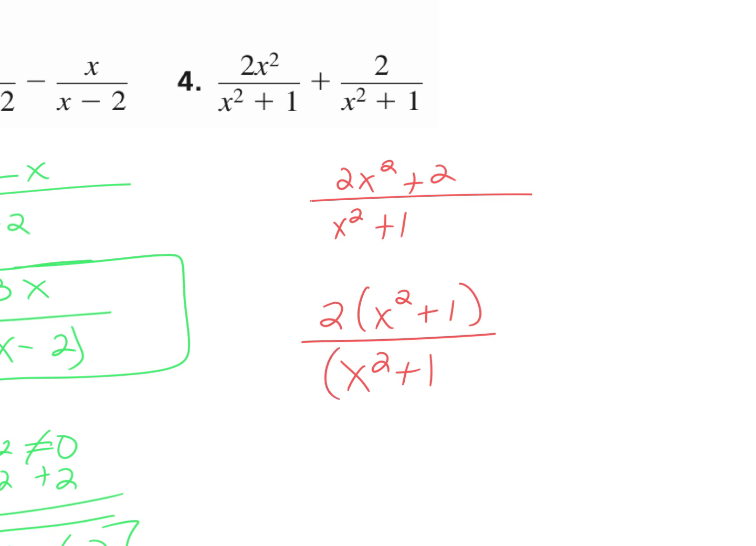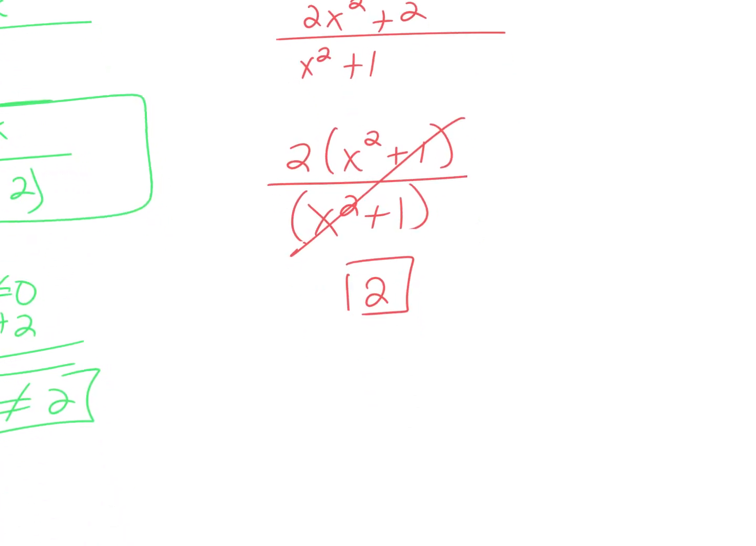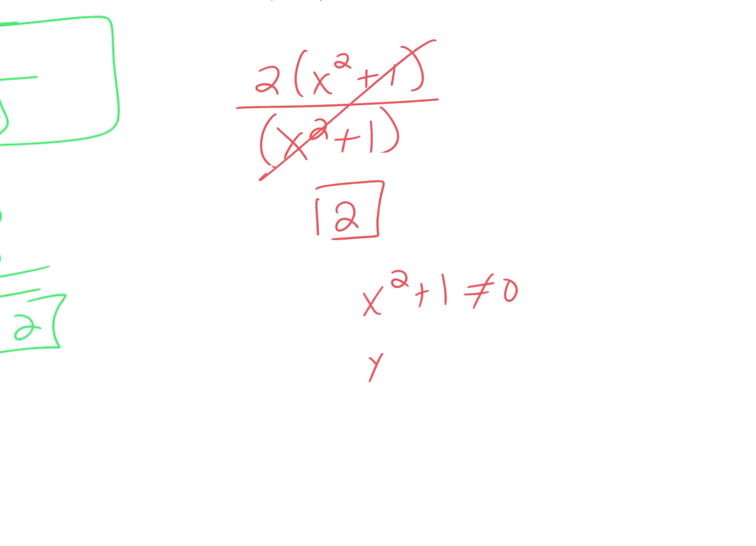Anybody notice anything? Yeah, they cancel out because they're the same. So your answer here is just 2 when you simplify. Now think about this, guys. Let's figure out what the denominator can't be. Well, if I say x squared plus 1 cannot be 0, I subtract 1 from both sides, right? How do I get x squared by itself? Take the square root. So x cannot be plus or minus. What's the square root of negative 1?